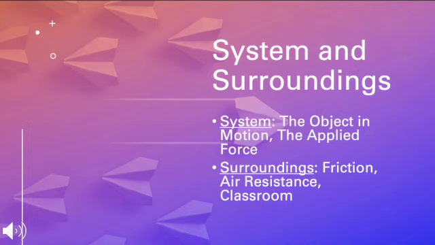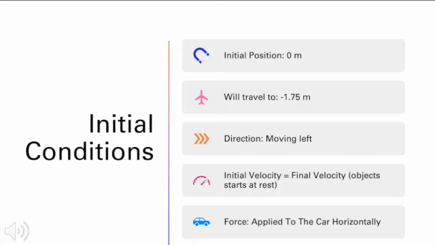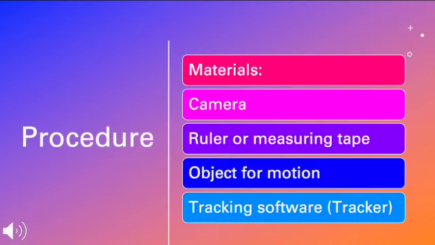The system for this experiment is the object in motion and the applied force, and the surroundings are the friction, the air resistance, and the classroom. The initial conditions are as follows. We have an initial position of 0 and it will displace 1.75 meters to the left because the direction is moving left. The initial velocity is equal to the final velocity because the object starts at rest and the force is applied horizontally. The materials needed for this lab are the camera, a ruler, our object in motion, and the tracker app or tracking software.